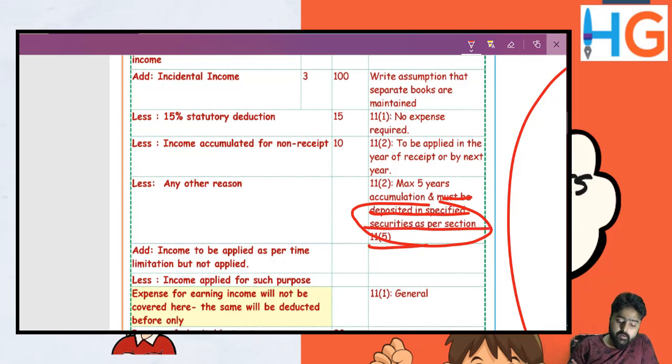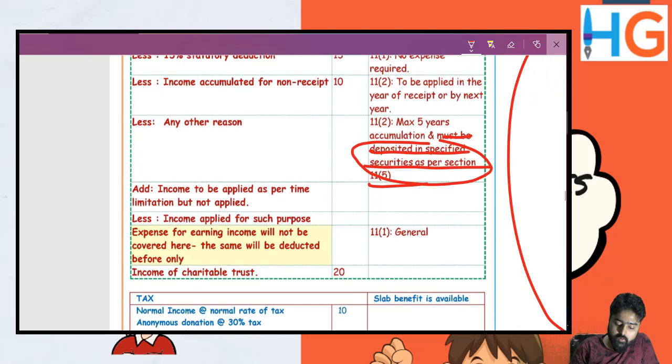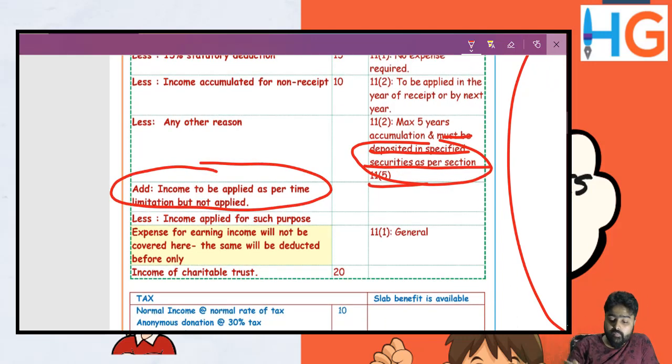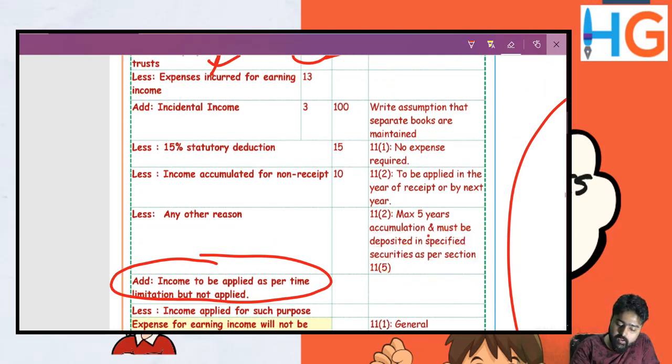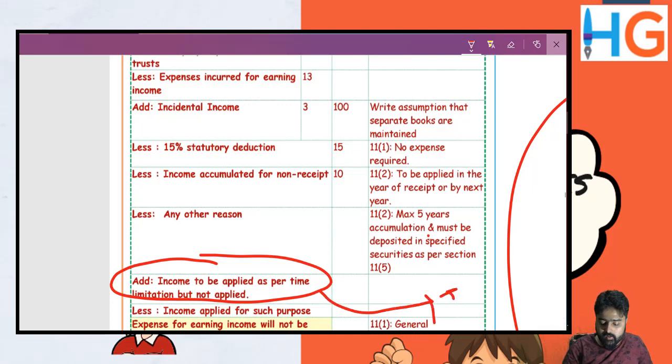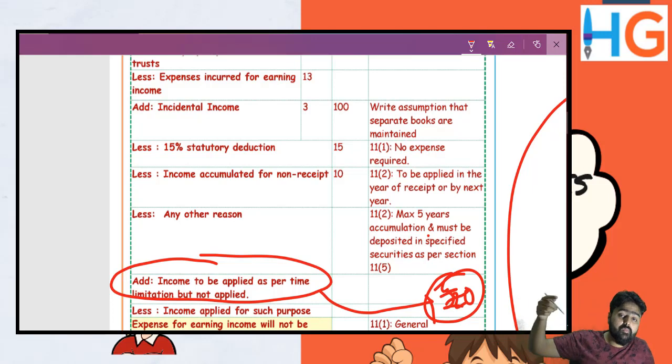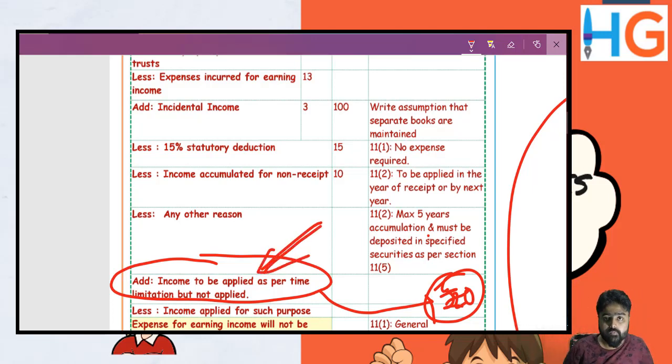Okay. Now these are the normal provisions. Now income to be applied as per time limit. For example, a certain amount had to be applied within 5 years, and it was not, so it has to be taxed, right? For example, a certain amount of 20 rupees was to be applied during the preceding year. It was not applied during the preceding year and was not applied during the current year, so it will be taxable in the current year. For example, this is the amount. Okay.